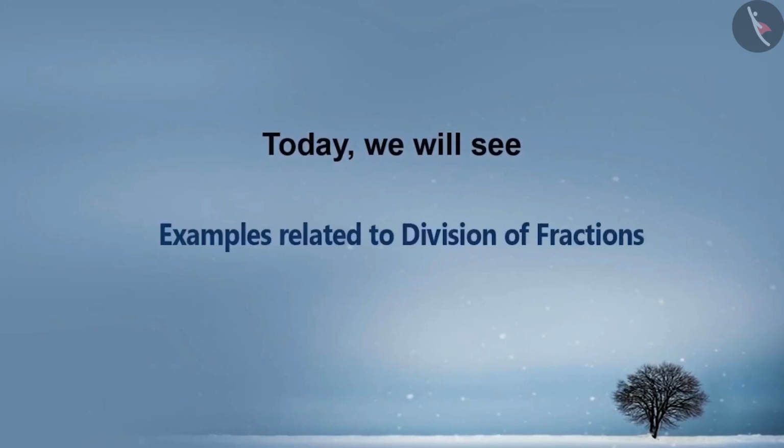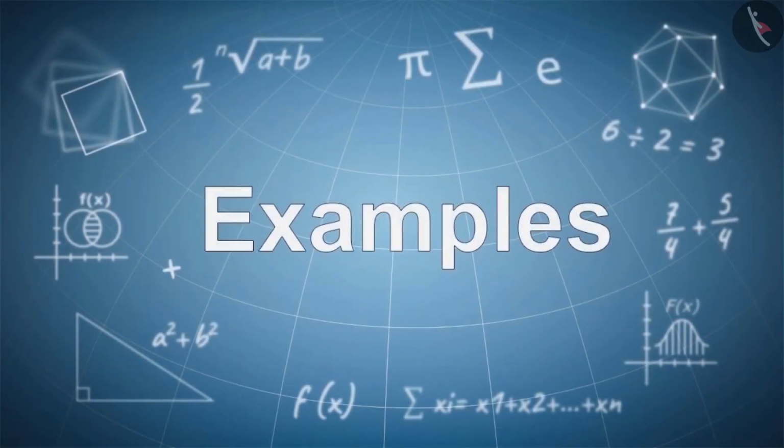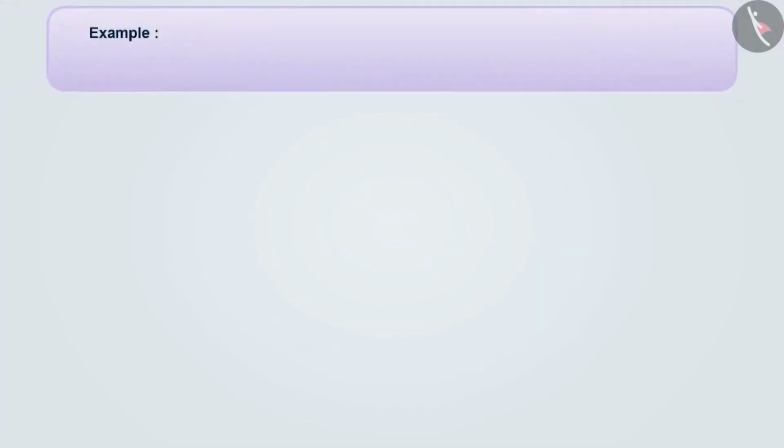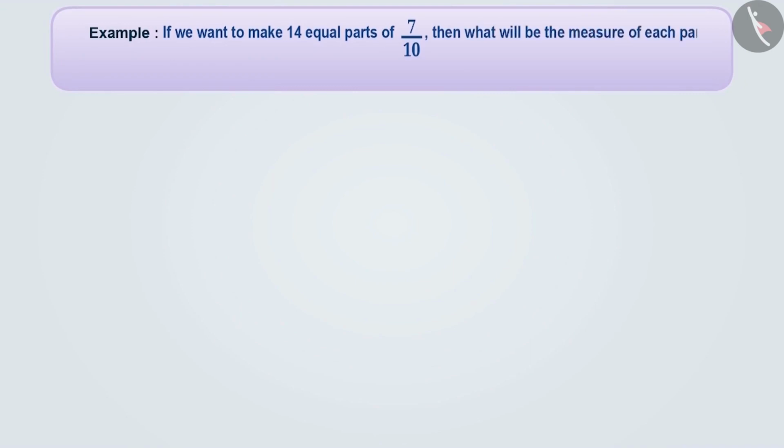Today, we will see some examples related to division of fractions. If we want to make 14 equal parts of 7 by 10, then what will be the measurement of each part? Come, let's solve it. We have to make 14 parts of 7 by 10 and find the measurement of each part.